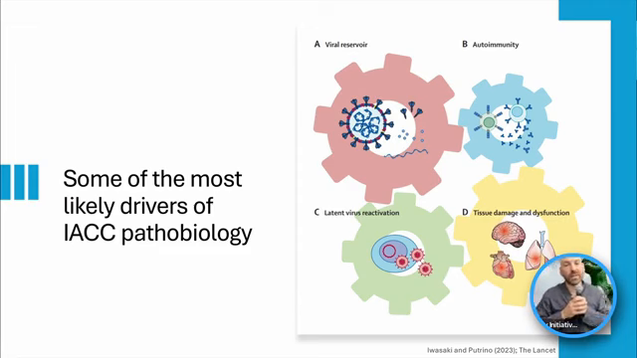And so, in 23, Akiko Iwasaki and myself published this paper in The Lancet, really talking about what we thought were some of the most likely drivers of the pathobiology of long COVID. We were talking about persistence of viral reservoir. We were talking about reactivation of latent infections, autoimmunity, and then all of the different ways that the virus caused damage and disruption to homeostasis in the body.